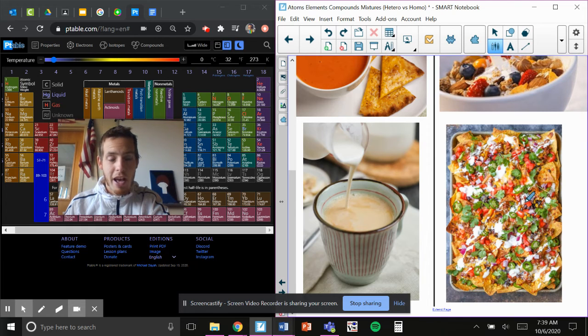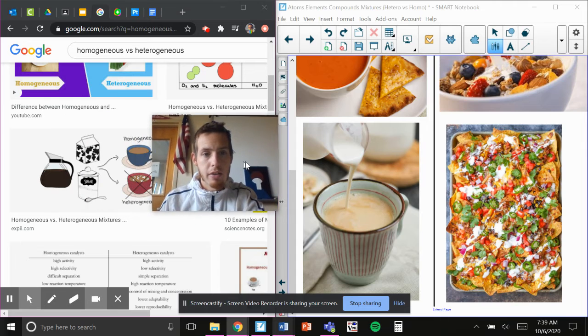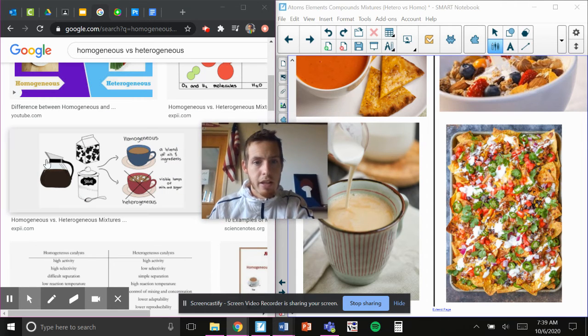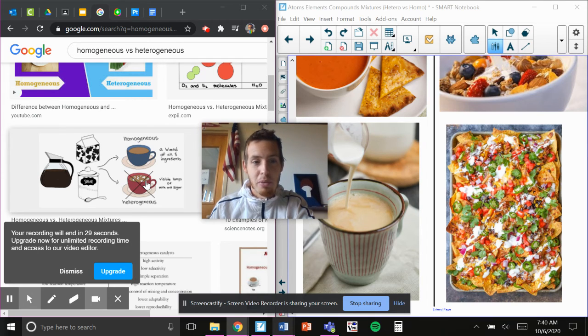I think I can leave it at that. So again, another really good way to look at it is, I like this picture. Again, homogeneous, you have coffee, cream, and sugar. If it's all blended together and you can't see the ingredients, it's going to be homogeneous. And again, if you can see visible lumps of sugar, milk and sugar, probably curdled, old, gross, that's going to be heterogeneous. So there's just a little bit of a difference between pure substances and mixtures, and heterogeneous versus homogeneous compounds.